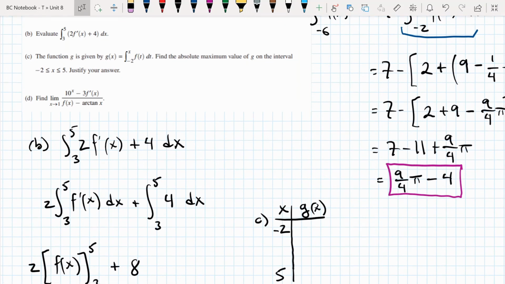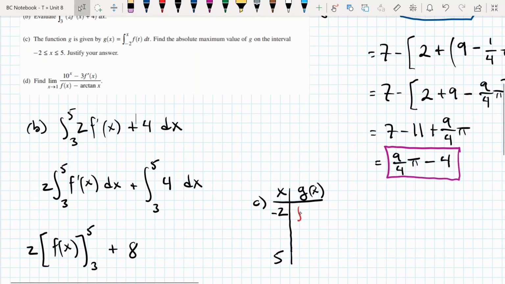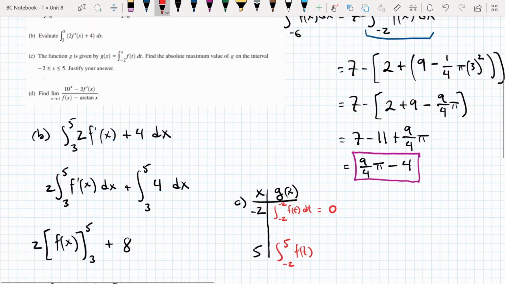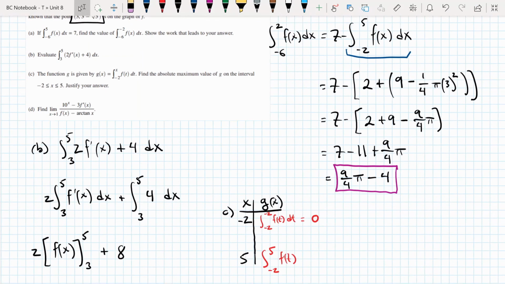So if we plug in -2, we get the integral from -2 to -2 of f of t dt. Well, the integral of a value to itself is always going to be 0. Okay, so for -2, the y value is equal to 0. If we plug in 5 here as the upper bound, well, this is just going to be what we evaluated right here.